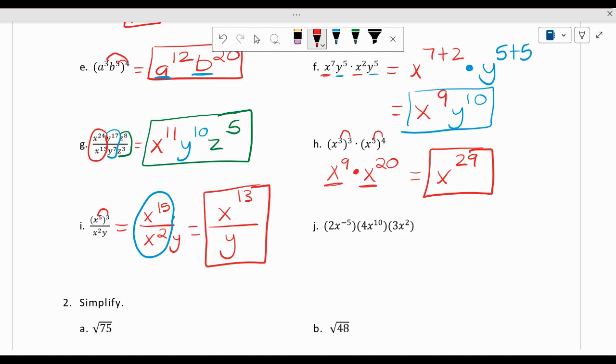Lastly, J. We're multiplying three exponential terms here. These do have coefficients, and those numbers you do multiply. So 2 times 4 is 8, and then 8 times 3 is 24. And then if you go back and look at the x's, the exponent terms, because they all have a base of x, you can just add the exponents. So negative 5 plus 10 is 5. 5 plus 2 is 7. So the answer is 24x to the 7th.